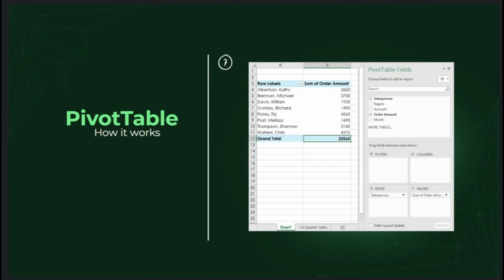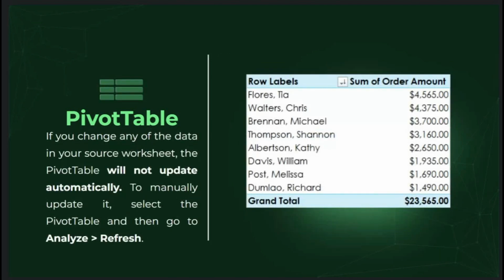If you change any of the data in your source worksheet, the pivot table will not update automatically. So to manually update it, select the pivot table and then go to Analyze, then Refresh.